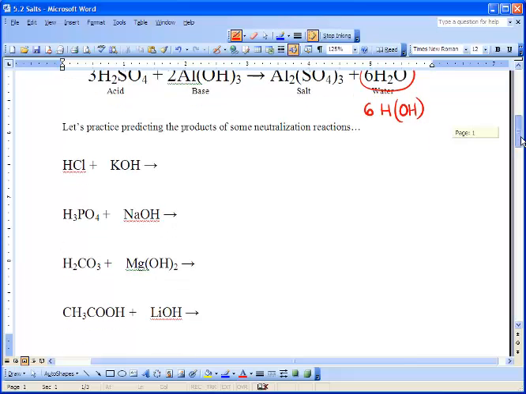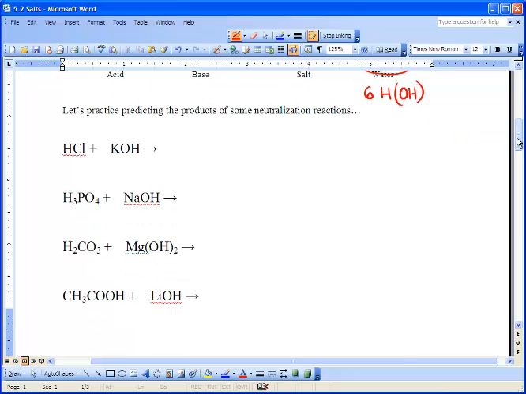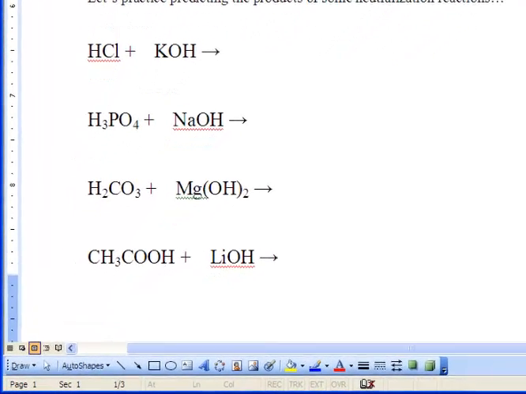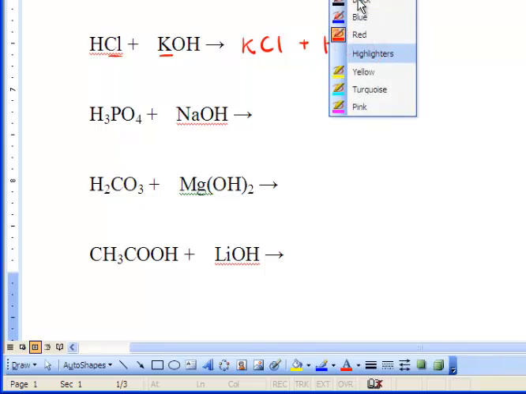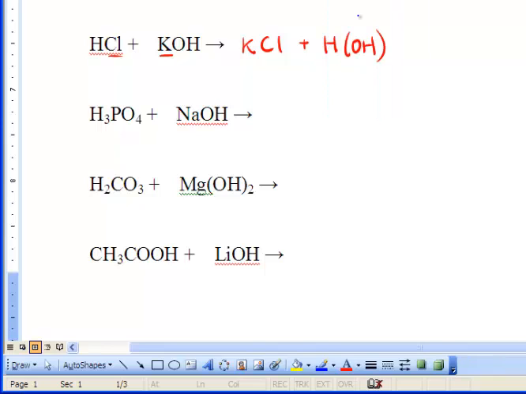And what this does is it really helps us balance out our equations easily. So let's practice a little bit the products of some neutralization reactions. So we've got HCl plus KOH. So what's going to happen is our K and Cl are going to go together to form a salt, and we get KCl, and we get HOH. That's just another way to write water. So then we're going to count, and we've got 1 hydrogen, 1 hydrogen, 1 Cl, 1 Cl, 1 K, 1 K, and 1 OH and 1 OH. This is already balanced.